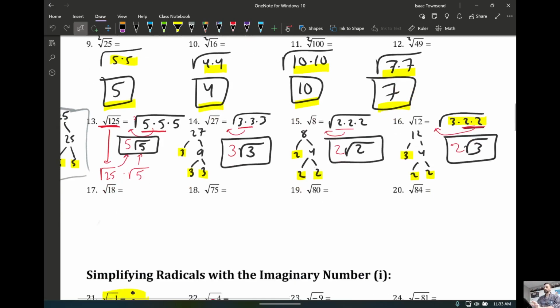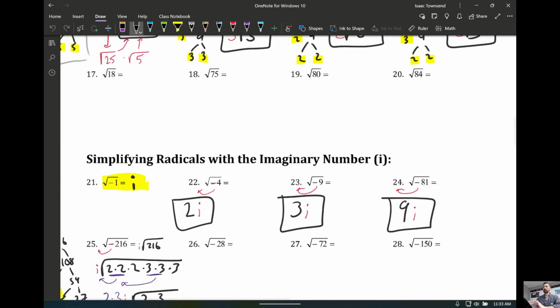So I did 9 through 16. I believe I asked you guys to do these 4. Is that correct? Do you have those 4 done on your paper? Yep. Okay. So give me just a second here, and I will tell you what I think the answers are.